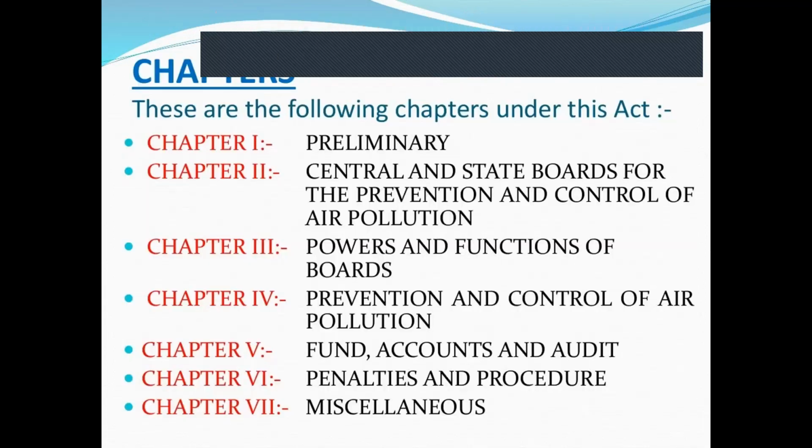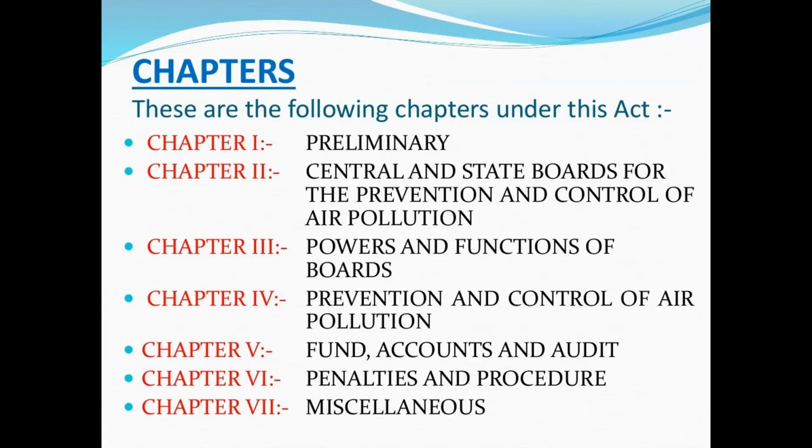Basically, in this act there are 7 chapters, and each chapter is related to different factors. Chapter 1 is related to the preliminary stage. Chapter 2 is related to the central and state boards for the prevention and control of air pollution. Chapter 3 is related to the powers and functions of boards, as some government boards are involved in this act for monitoring purposes. Then chapter 4 is prevention and control of air pollution, that means some prevention measures are involved.